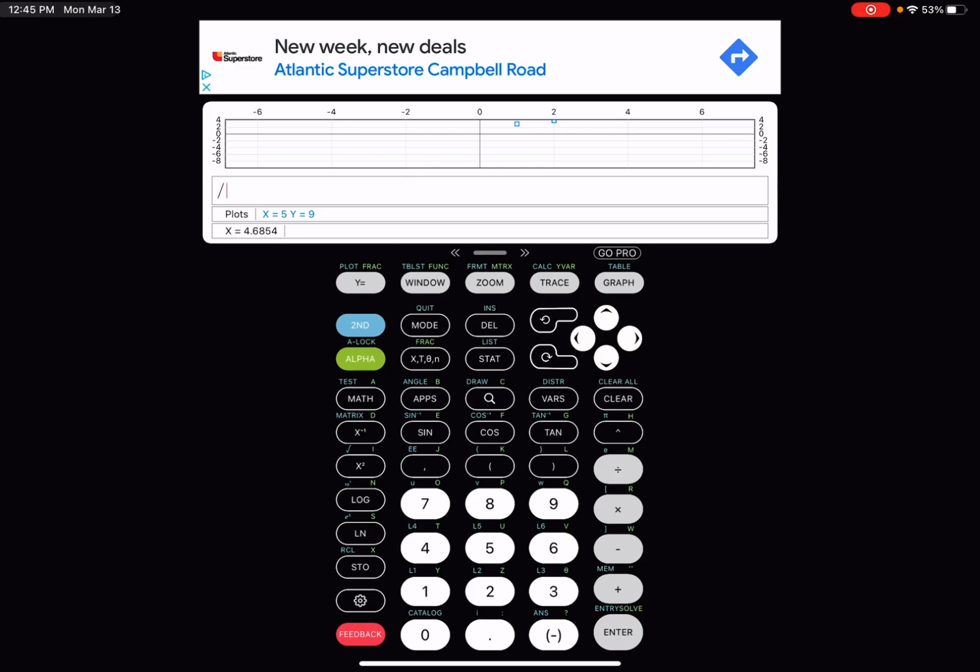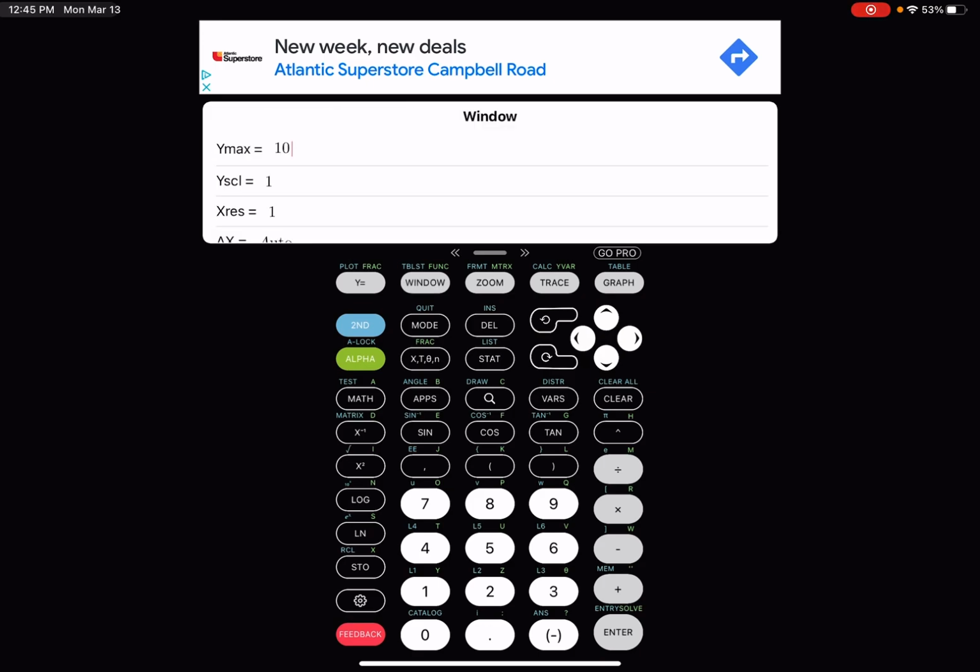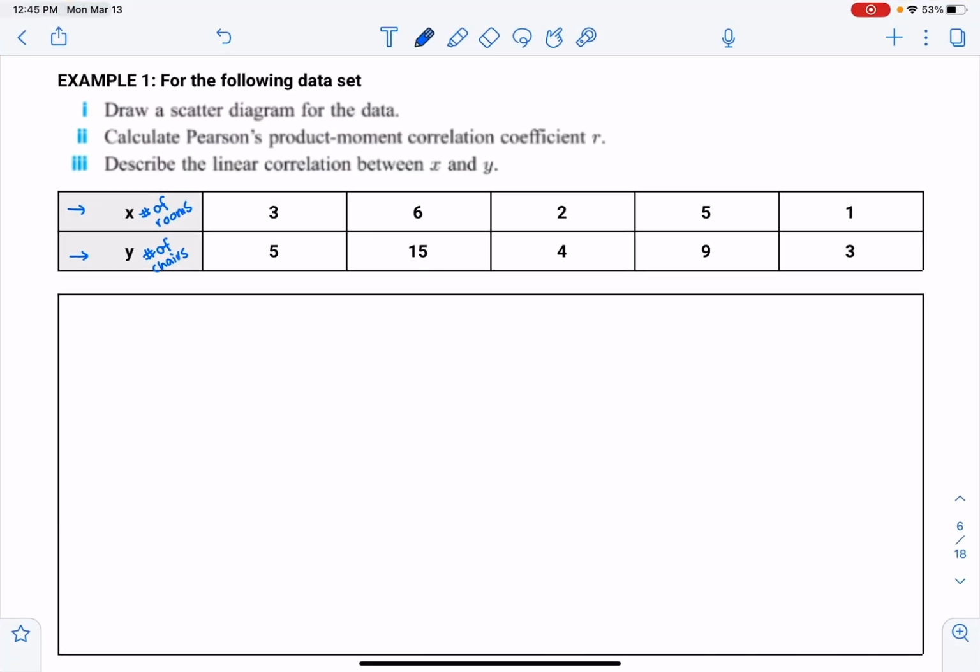Because of our window. So we need to adjust our window here in order to capture all of our data points. So we're going to go to Window, and we want to make sure that our Xmin and Ymin are set so that we can see all of our data points. So if we look back at our data set, our smallest value of X is 1. So there's our minimum. And our largest value of X is 6. So there's our maximum. I personally like to see a little bit outside of my min and maximum, just to make sure I'm not missing anything and nothing gets kind of lost on the fringes there.